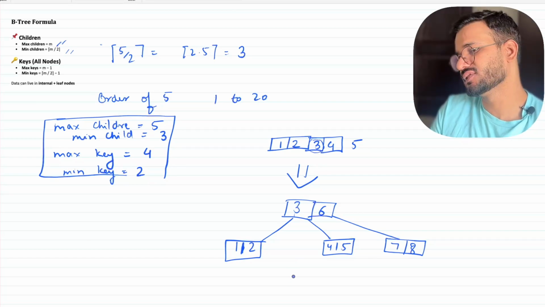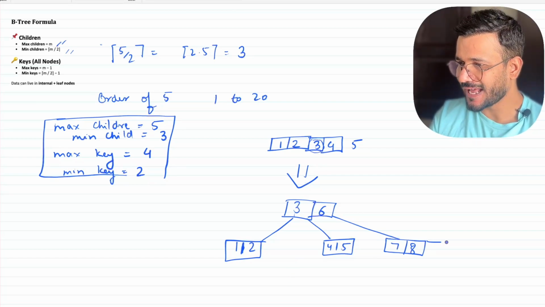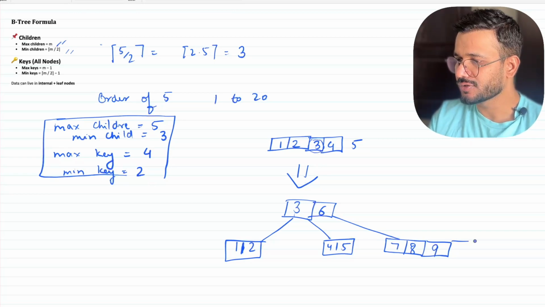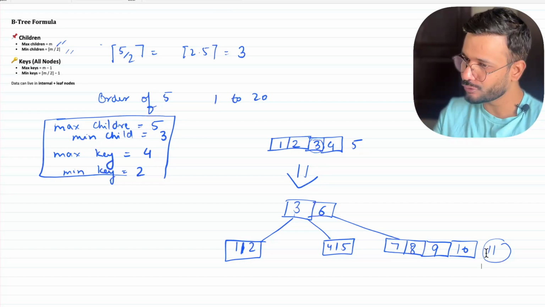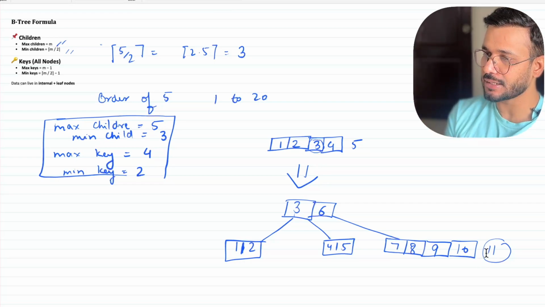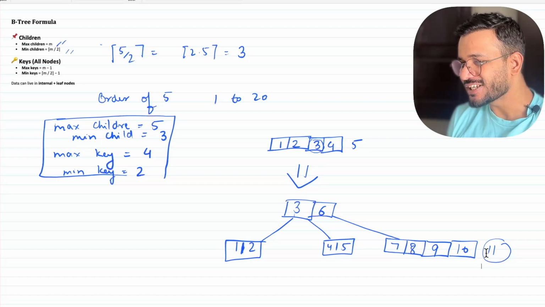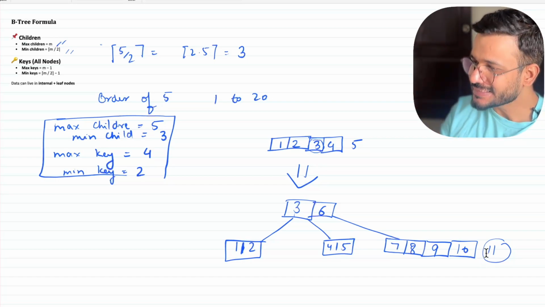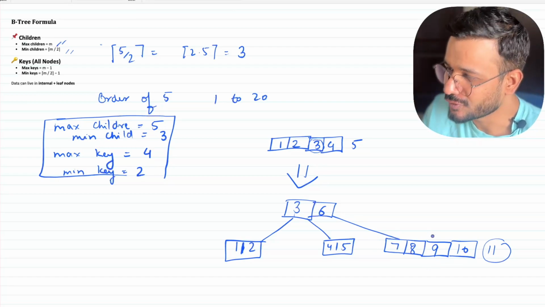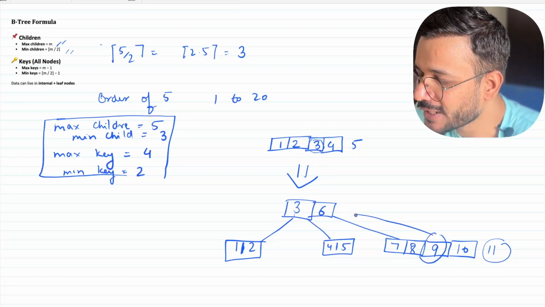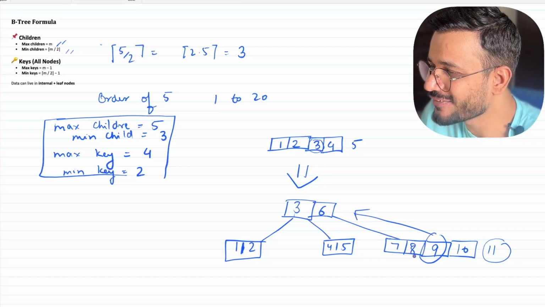Next, we have to insert 9. So for 9, we will make this here, a new value. Then we will insert 10. And then we will insert 11. Now 11 is the fifth value. Same drill, we need to split the data. We will move the center value on top. In this case, which is the center value? Yes, 9. So we will move 9 above, and the new children will be 7, 8 and 10, 11.